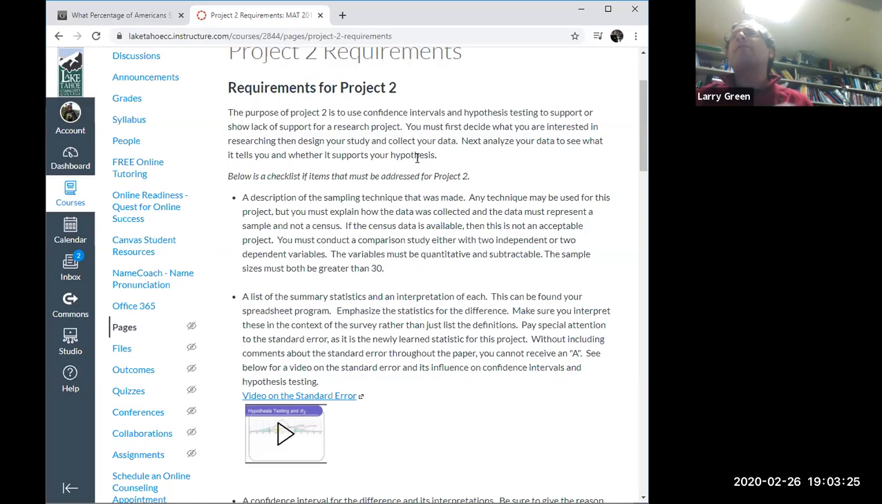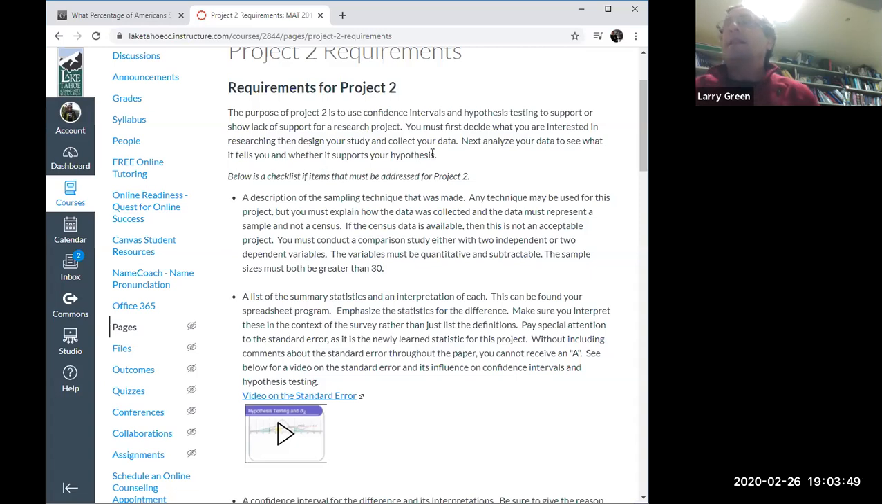Okay, and by the way, when I talk about the steps, this is also the order in which you write your paper. So when I say state your null and alternative hypothesis, you're going to be writing a whole paragraph on why you chose that null and alternative hypothesis. You're going to state it in symbols, and you're going to state it in words.